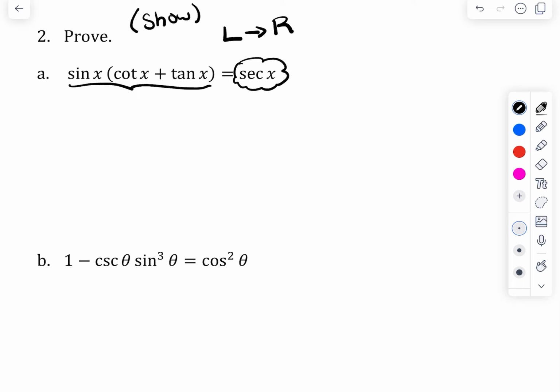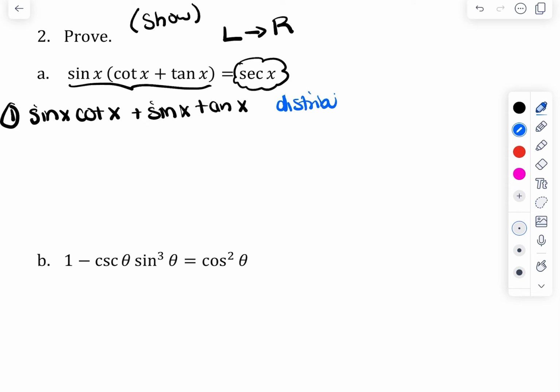So what's the first thing we could do? Now, I will begin by telling you that there are sometimes multiple ways of doing an identity, and none of them is wrong as long as you're using correct identities and correct algebra, and you are getting to secant. So the first thing I'm going to do here is distribute the sine of x. So my first step, step 1, is going to take sine and distribute it to cotangent and tangent. So I'm going to have sine x cotangent x plus sine x tangent x. And I'm doing this because I'm distributing. I'm going to write the reason next to it for every step.